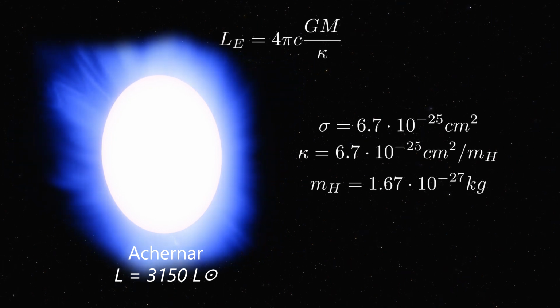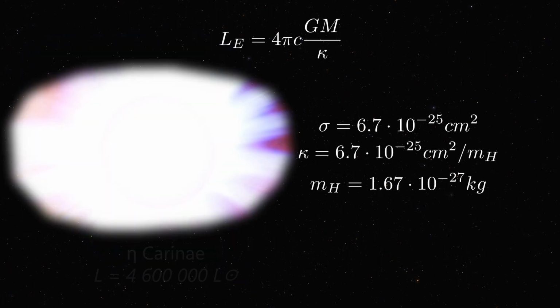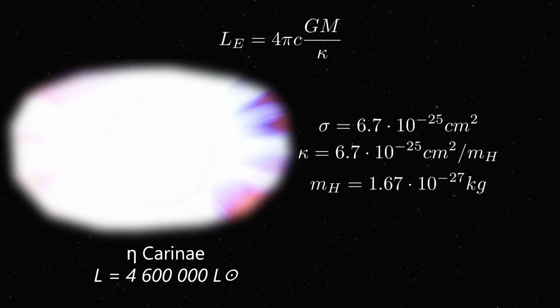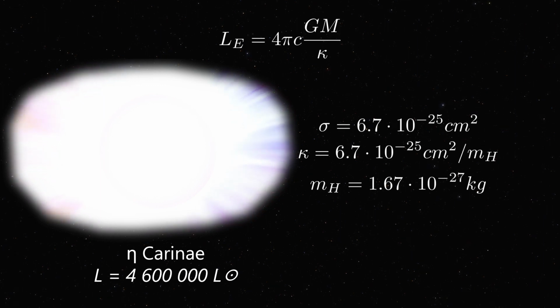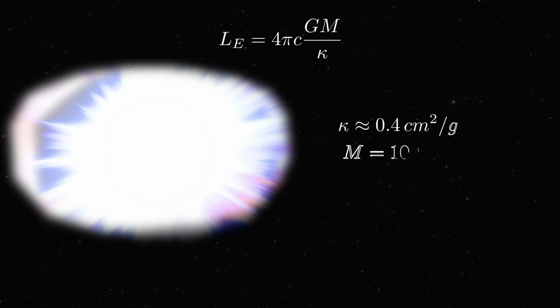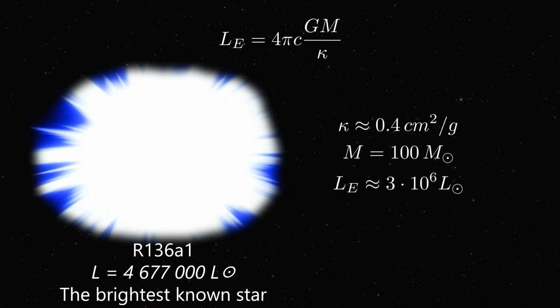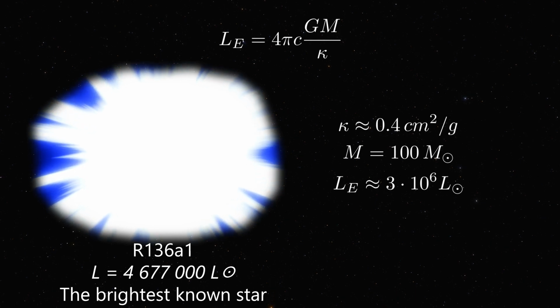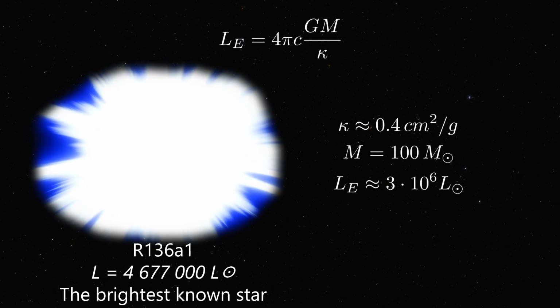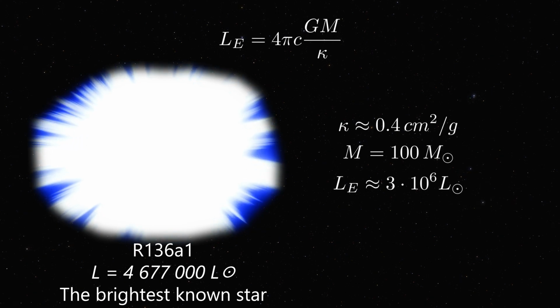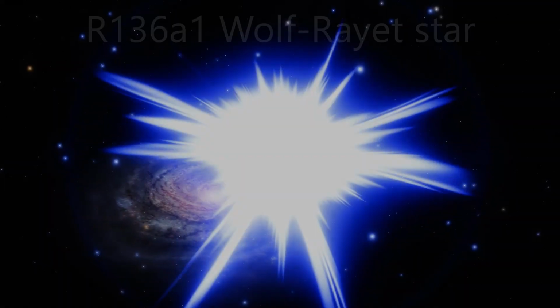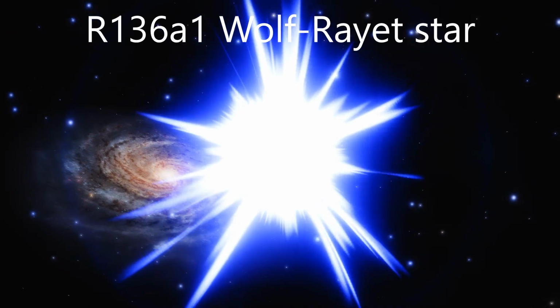Therefore, to estimate the maximum possible luminosity, we can take the value kappa equals 6.7 multiplied by 10 to the power of minus 25 divided by the mass of a single hydrogen atom. Then kappa will be about 0.4 square centimeters per gram, and for the mass of 100 solar masses, the limiting luminosity of a star can be estimated at 3 multiplied by 10 to the power of 6 solar luminosities. This estimate corresponds well to the luminosity of the brightest known stars.